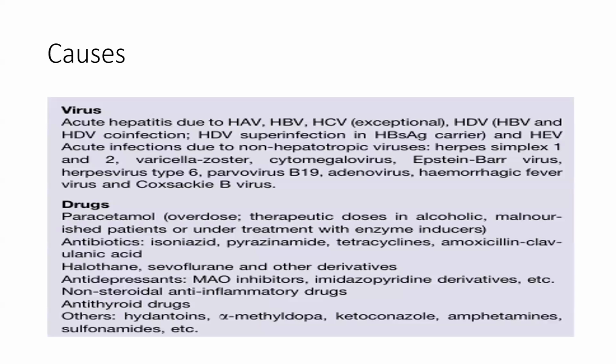So the causes: the infectious etiology, mainly caused by viruses. That is acute hepatitis due to hepatitis A virus, hepatitis B virus, HCV, HDV, and HEV. Acute infection due to non-hepatotrophic viruses, that is herpes simplex virus, varicella zoster virus, cytomegalovirus, Epstein-Barr virus, herpes virus type 6, parvovirus B19, adenovirus, hemorrhagic fever virus, Coxsackie B virus.